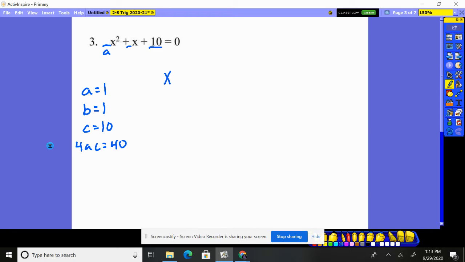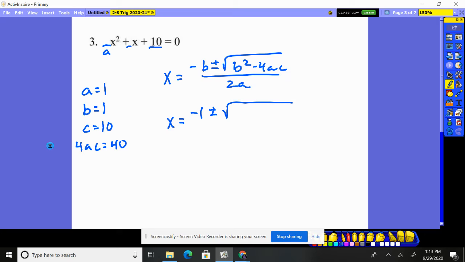I'm going to put those into the quadratic equation: opposite of b, plus or minus the square root of b squared minus 4ac, all over 2a. You should know that. Opposite of b, opposite of 1, plus or minus the square root of 1 squared minus, what did we get for 4ac? We got 40, over 2 times a, 2. So I'm going to get negative 1 plus or minus the square root of 1 minus 40, negative 39, over 2.